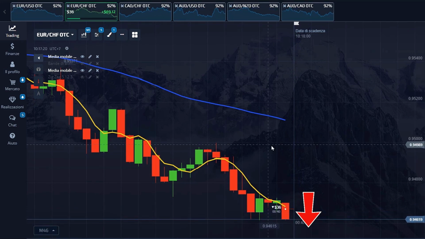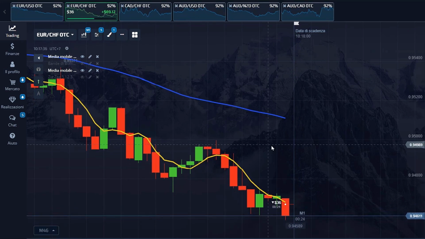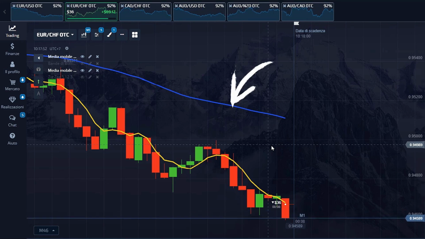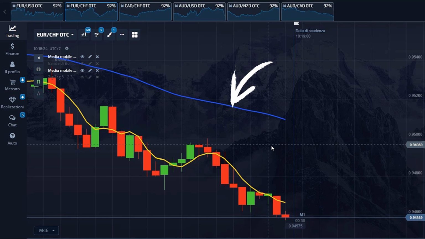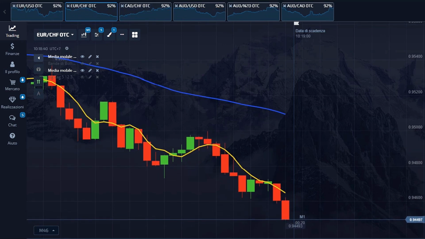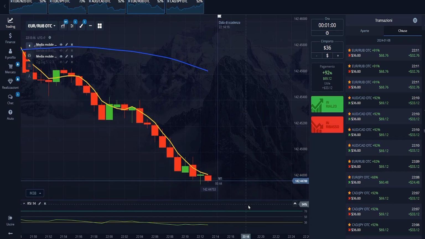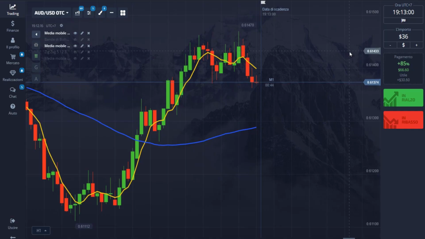moving average. The signal is opened only in the direction of the main trend indicated by the moving average SMA 50. We trade on the Pocket Option OTC market because it pays 92% and is always open every day.